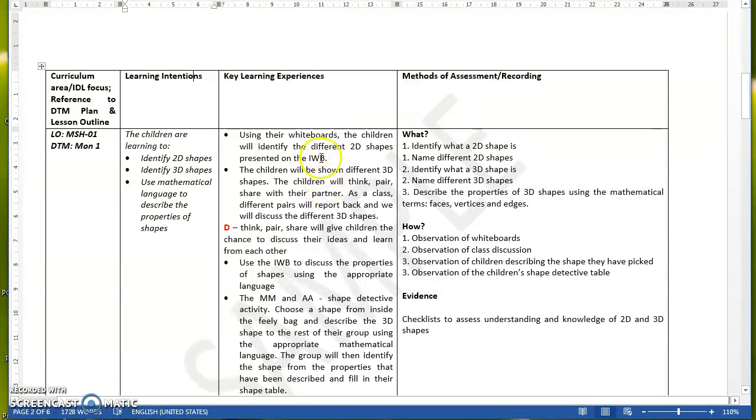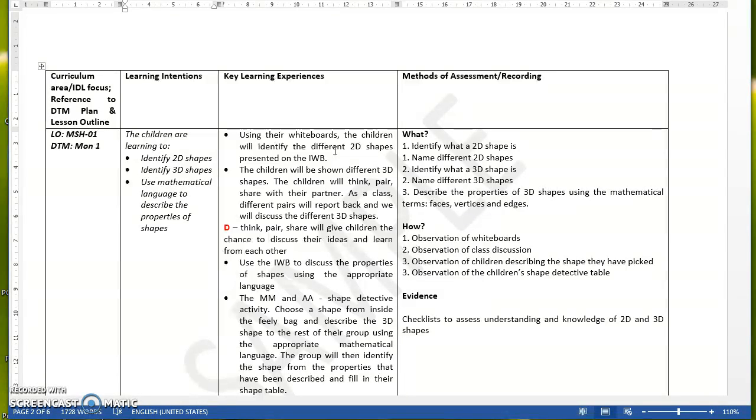Key learning experiences. This is important that you don't write a whole lesson plan. It's not about writing a lesson plan. It's about picking out what the learning experiences for the children are, and perhaps the kind of things that you want them to do. It's a good reminder for you to help them to be able to think about what they're going to do, and it also enables you to think about what you want them to do. You know, they're going to be using whiteboards. It helps you just to direct the learning.